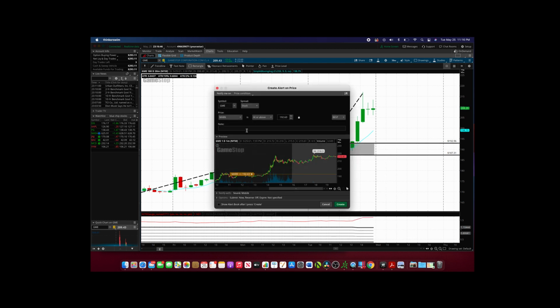So I'll put an alert here too, to buy at this price point, buy at 192.96 with a stop loss at 187.31 or below. Again, give it some wiggle room below the demand zone, which is the stop loss here of 187.31.